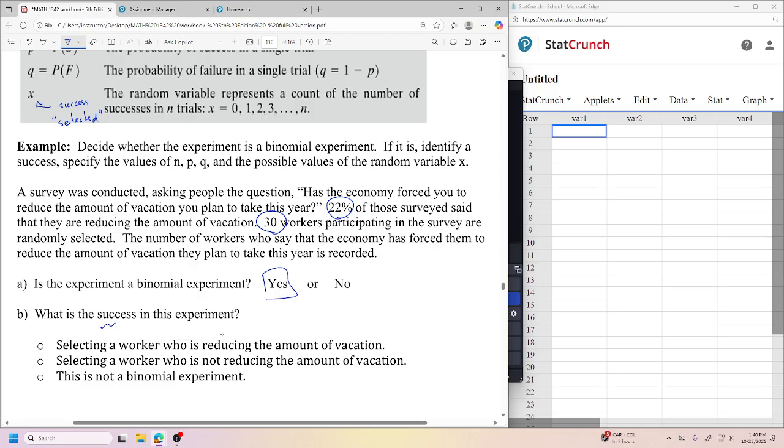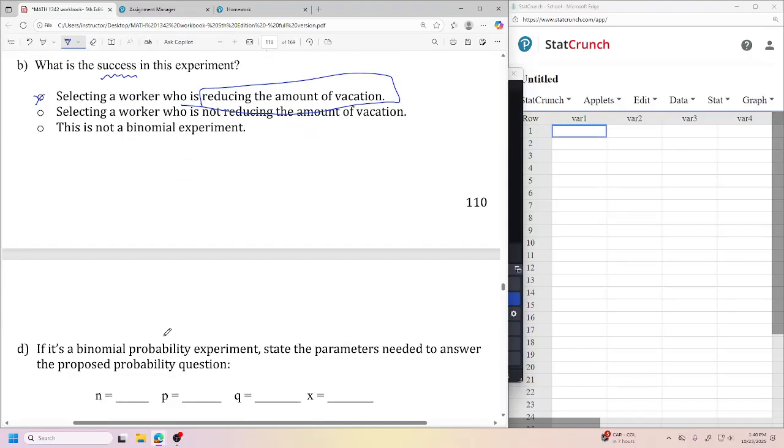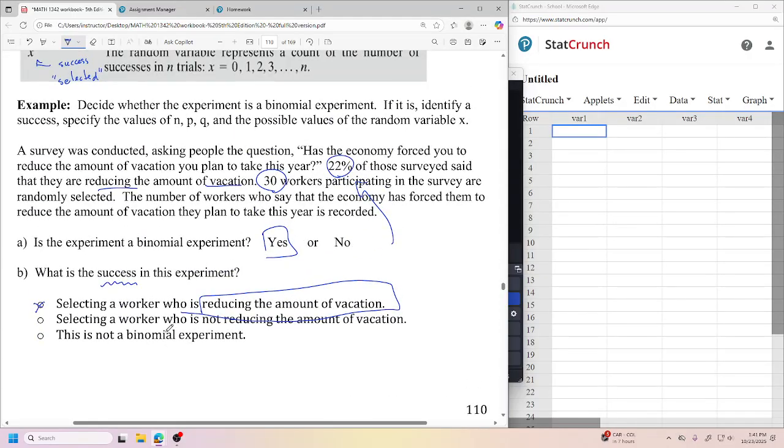So what would be success? And this is the thing: success is what they're doing a percentage on. It's what they're asking the question about. It says that 22% say they reduced their vacation, so success is reducing your vacation. I know that sounds terrible because it is, but that's successful apparently in this particular question. Does that make sense? It's what they're asking you for. That's the success. Any questions on that so far?